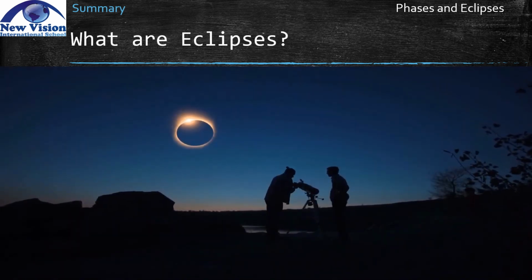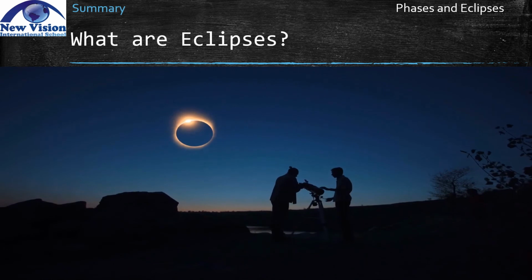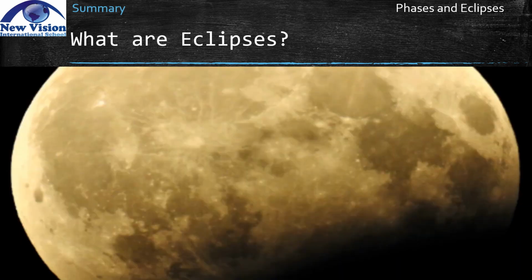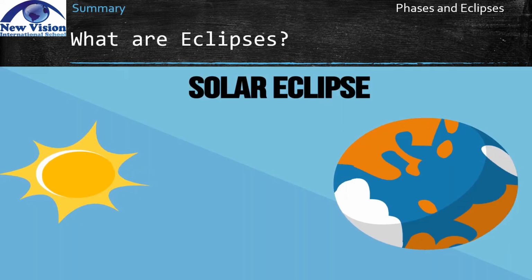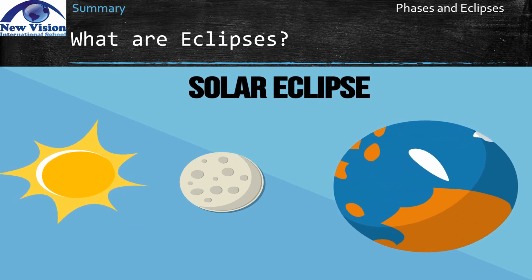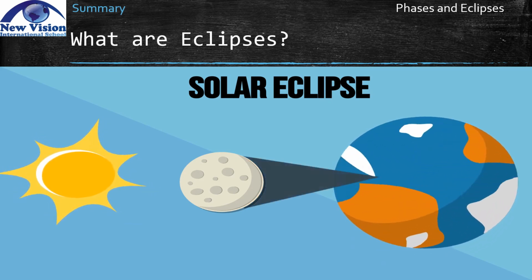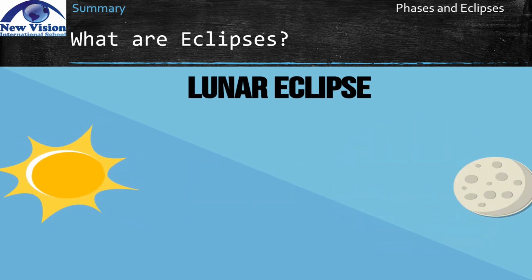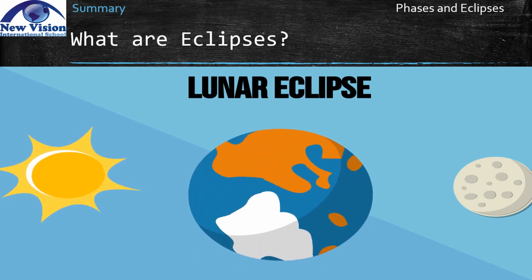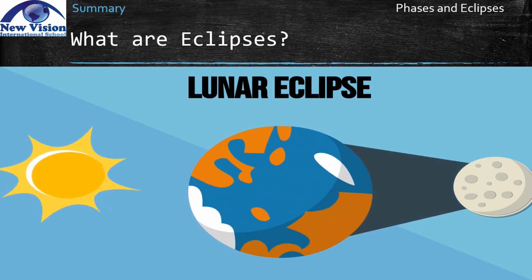Let's talk about solar and lunar eclipses. When the shadow of one celestial body, like the moon or the earth, falls on another, an eclipse occurs. A solar eclipse happens when the moon comes between the earth and the sun, and the shadow of the moon falls on part of the earth. A lunar eclipse happens when the earth comes between the sun and the moon, and the shadow of the earth falls on the moon.